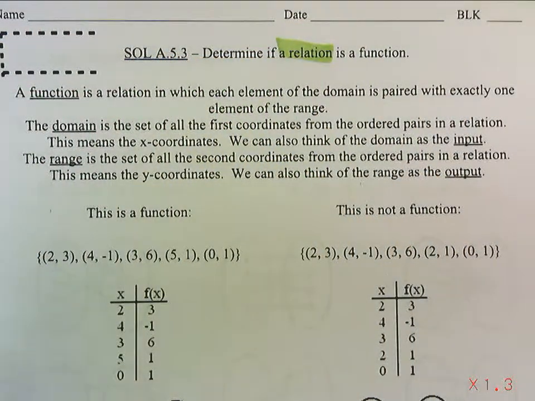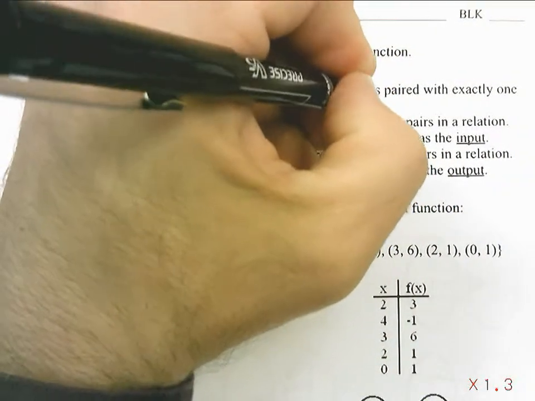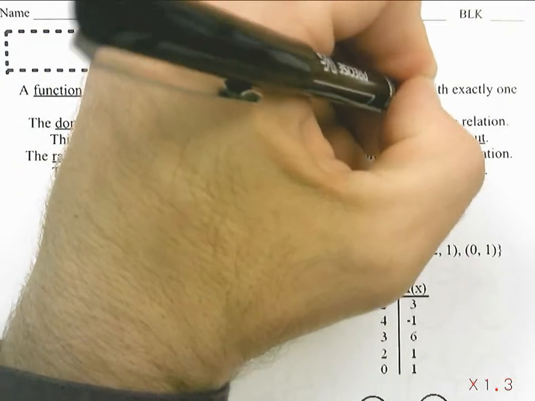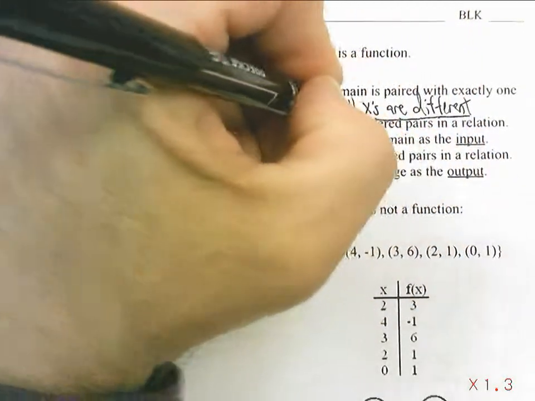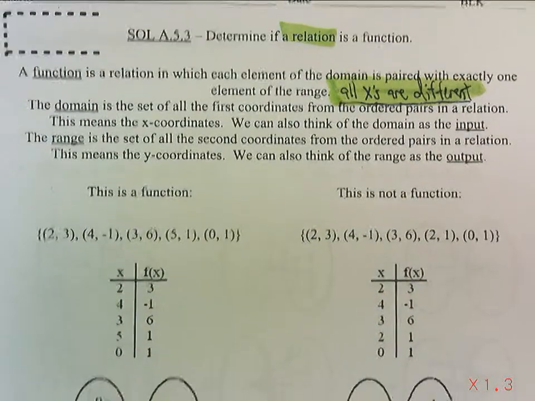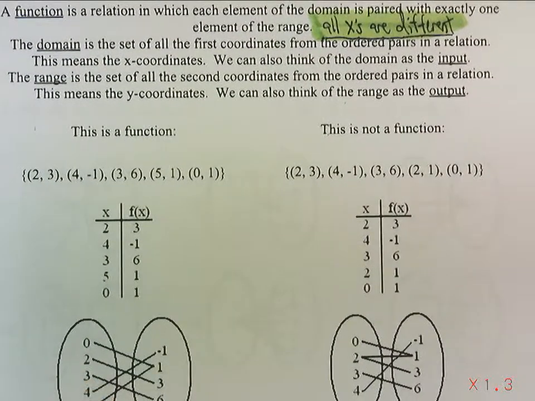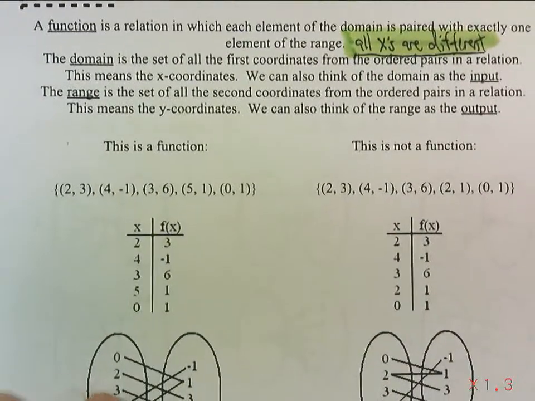It tells you that each element of the domain is exactly paired with one element of the range. What that means in regular English is that all the x's are different. That's the important part. We don't really worry about the range. We just care that all the x's are different. All right, that's the key to a function. And you can tell if something is a function with a set of ordered pairs, with a table, mapping, and a graph. So let's go through each one real quickly.